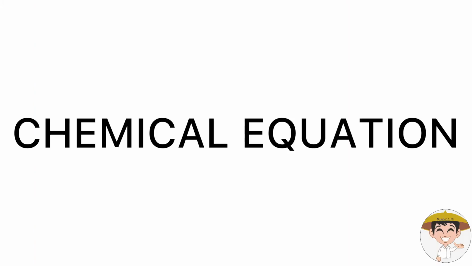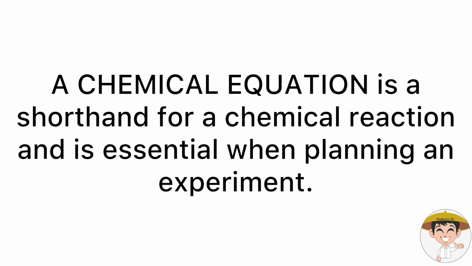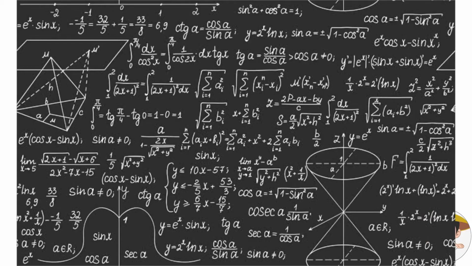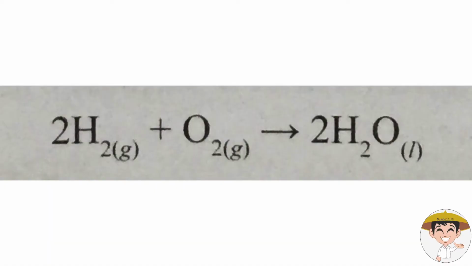Now let's go back to chemical equations. A chemical equation is a shorthand for a chemical reaction and is essential when planning an experiment. Just like in writing mathematical equations, basic terms and symbols are also followed in writing chemical equations. So take a look at this chemical equation for the formation of water using hydrogen and oxygen.